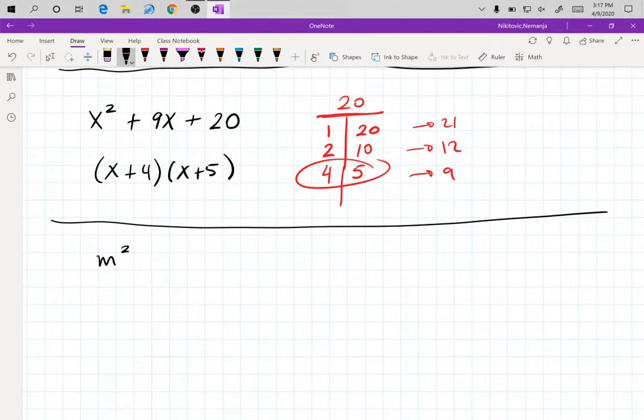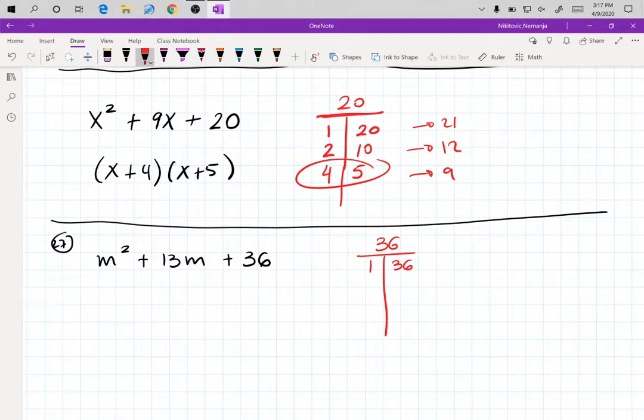M squared plus 13m plus 36. That's problem 27 in the book. We immediately factor 36.